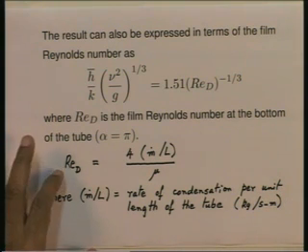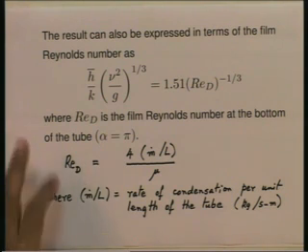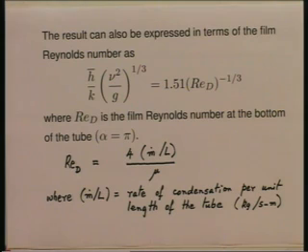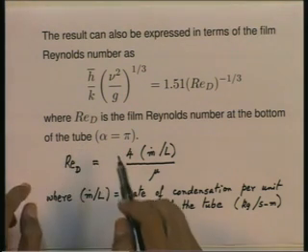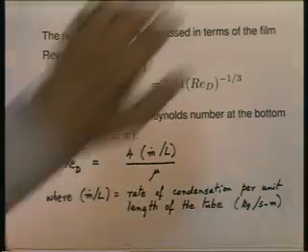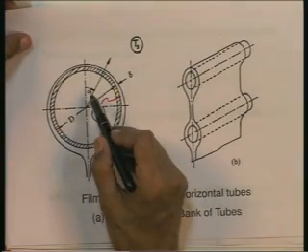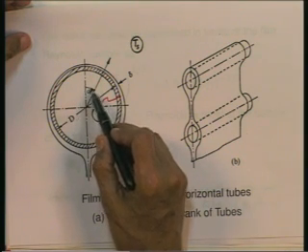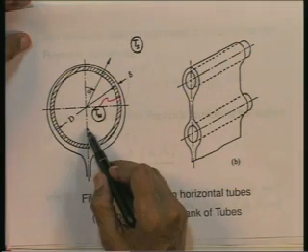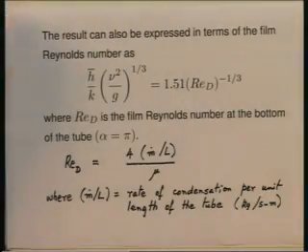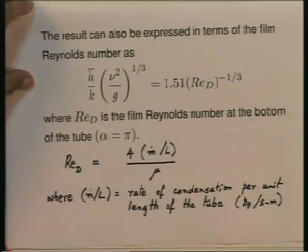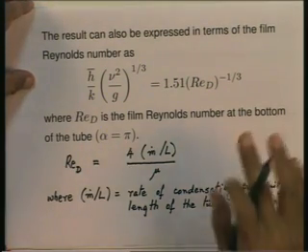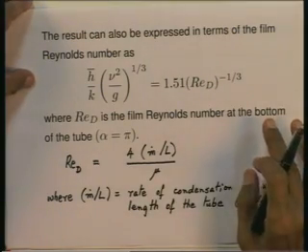So, Re_d is the film Reynolds number at the bottom of the tube, and alpha here, in case you are wondering what it is, alpha is the angle measured from the top of the tube. We haven't used it because we haven't done the actual derivation, but alpha is this angle. You start with alpha equal to 0 at the top of the tube here, and as you go along alpha increases from 0 all the way to the bottom, that is at alpha equal to pi. So, Re_d is effectively the film Reynolds number at alpha equal to pi. So, these are our two expressions for the heat transfer coefficient on a single horizontal tube.